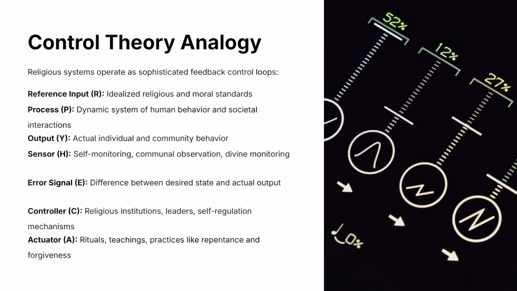The difference between the ideal and the actual is the error signal. This drives the controller, religious institutions, spiritual leaders, and internal self-regulation, which decide how to actually respond. And finally, we have the actuator, actions like rituals, teachings, confession, repentance, forgiveness. These are like the tools used to reduce error and bring behavior back in line with the reference input. So this is how you can see the religious system try to control and help to improve the behaviors of the individual within the community.